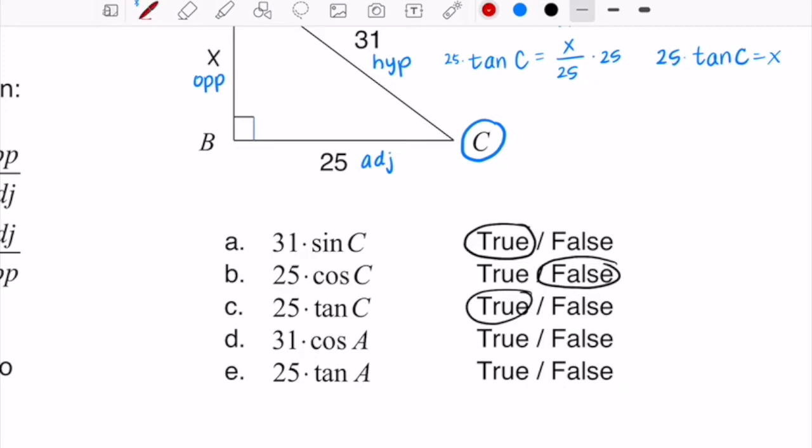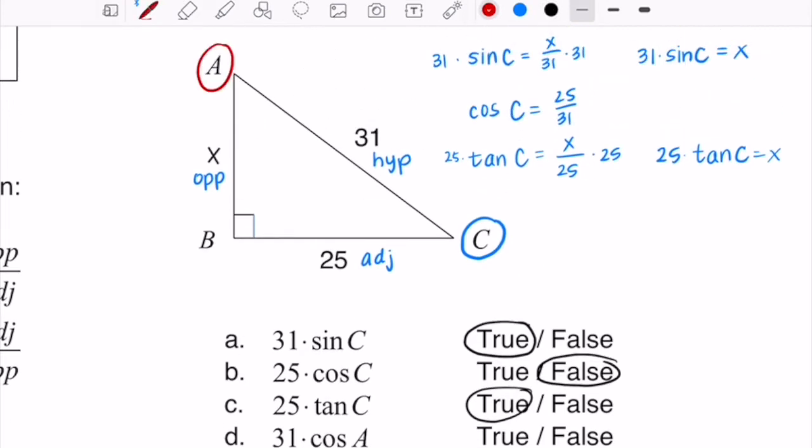Moving on to do the work for D and E, I'm going to switch to a different color because in these two, we're using angle A as our reference angle. And so if it helps you, you can actually scribble out the words opposite and adjacent because once you switch your reference angle, the side that was opposite the other acute angle becomes the adjacent side, and then the side that was adjacent to the other acute angle becomes the opposite side. The hypotenuse stays the hypotenuse though. Here, I'll trace over that so that you see that that's the same. So the hypotenuse is still the hypotenuse, no matter which of the acute angles you're using as your reference angle.